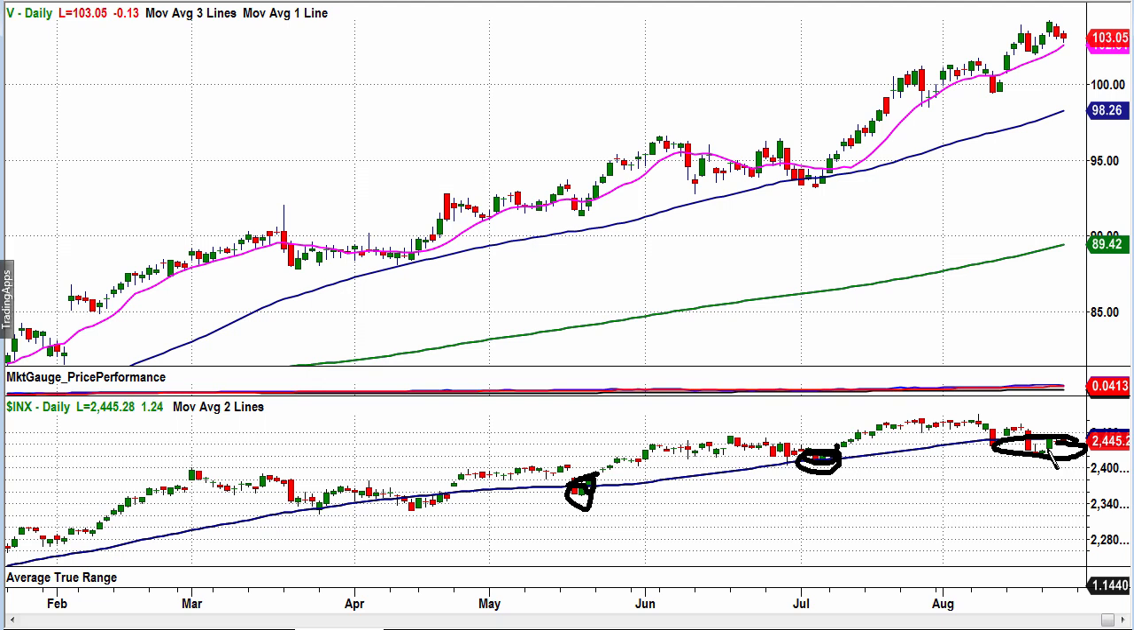Now, if you're looking at that pattern, you want to make sure that the stock you're looking at isn't a defensive stock that's going up because the market's going down. So let's take a look at each one of these patterns in some examples of individual stocks.